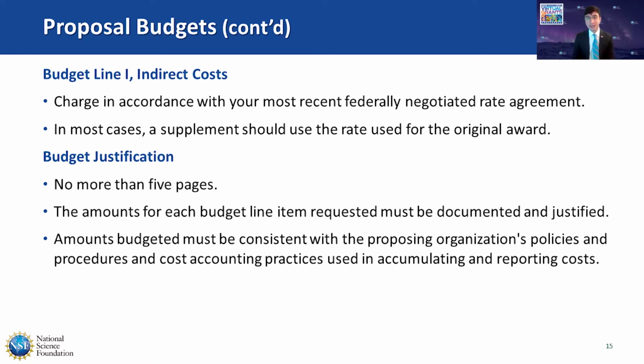For budget justifications, these shouldn't go for more than 5 pages, and each line item should be addressed. And typically, we see narrative descriptions for each budget category included in the justification. Lastly, all funding requests should be in congruence with your organization's policies and procedures, as well as your organization's cost accounting methodology. In other words, you shouldn't request funding in a manner that your own organization wouldn't support. Next slide, please.